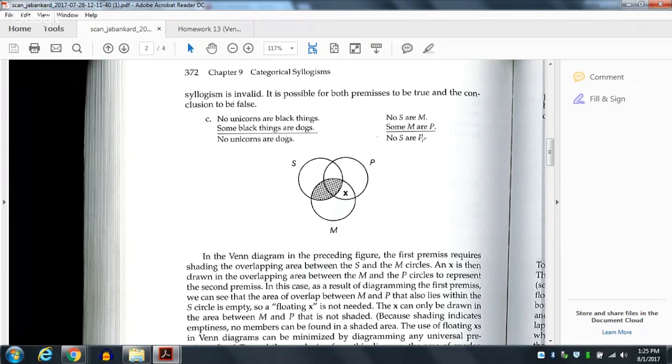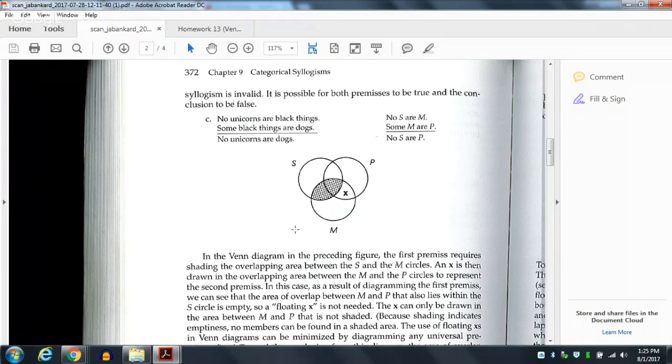No S is P, an E statement. No unicorns are dogs. You want to make sure that the subject and the predicate are up here, right? So you have unicorns as the subject, dogs as the predicate. So S is unicorns, P is dogs. And then the M term is the third term left out. So unicorns and dogs are these two, and black things are M down here. So we know what we're doing.